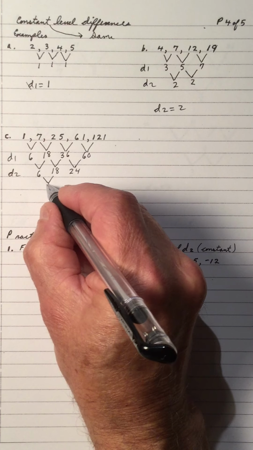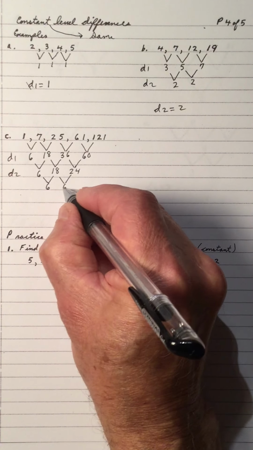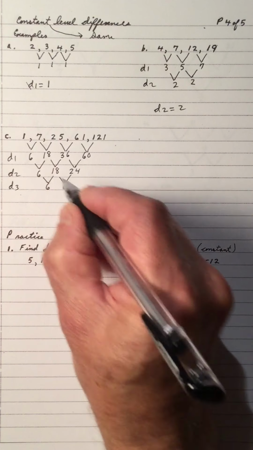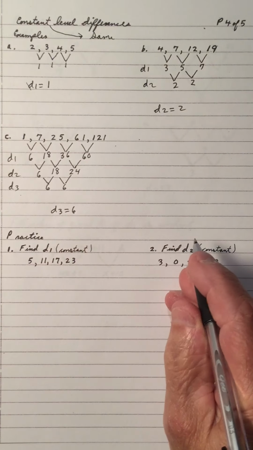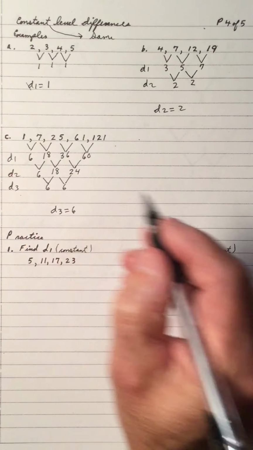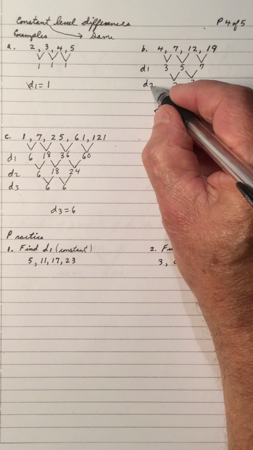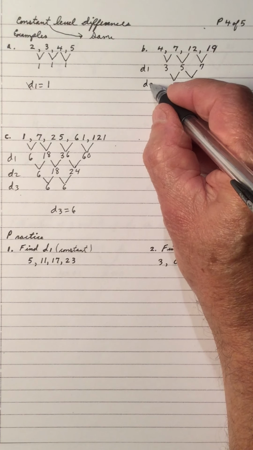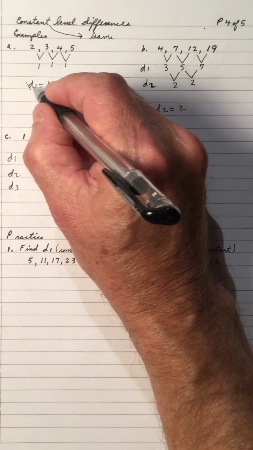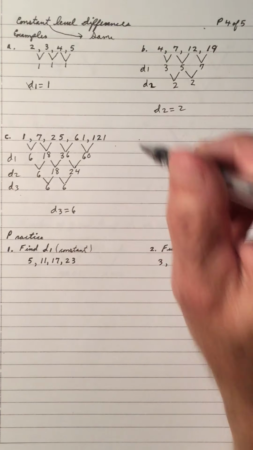18 subtract 12 is 6. 24 subtract 18 is 6. So D3 is equal to 6. D3 is constant because D3 is all 6s. D2 is all 2s, not because it's a 2 now. D2 could have been a 7 or a minus 1. Not because that's a 2, this is a 2, just a coincidence. Not because that's D1, this is going to be a 1. This could be any number.